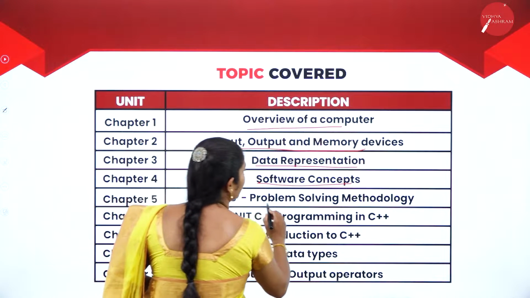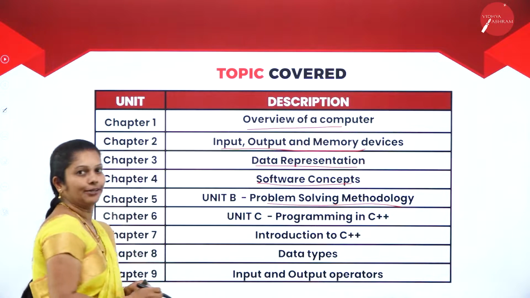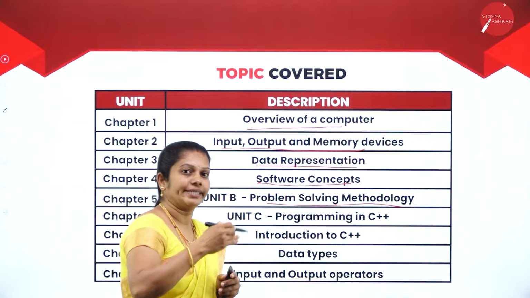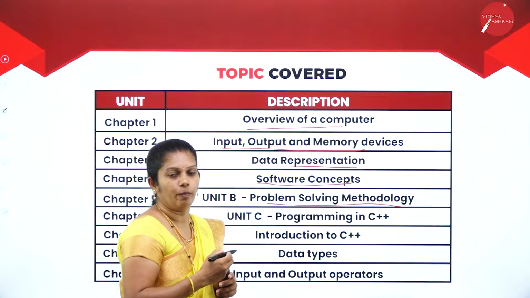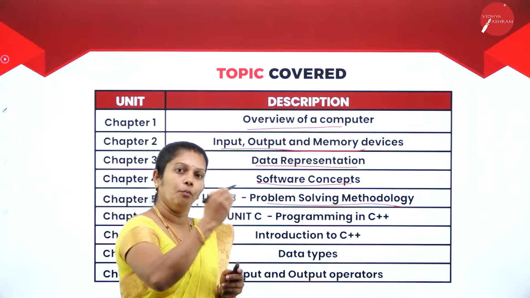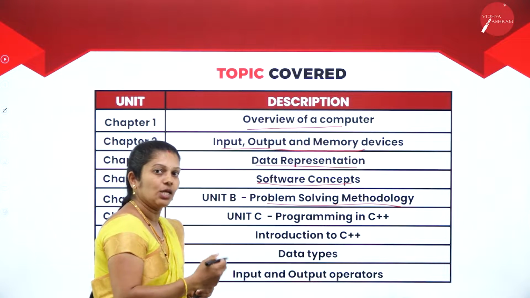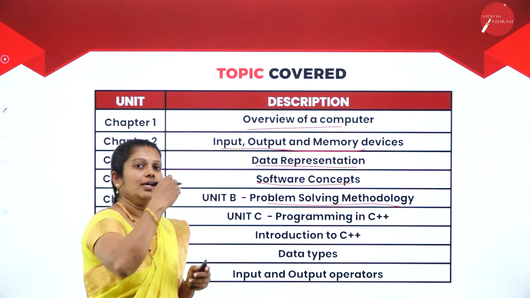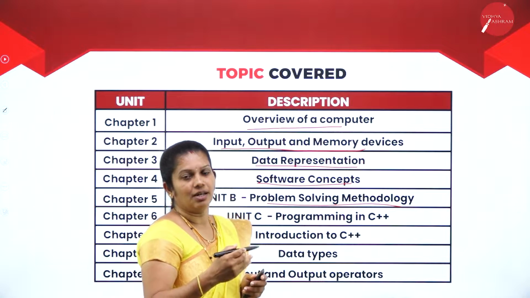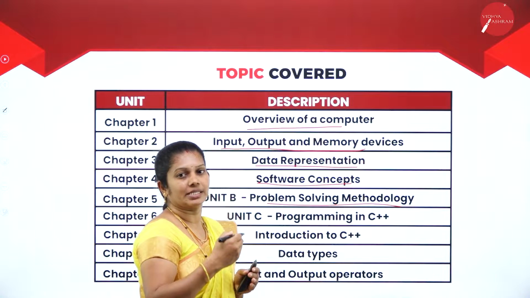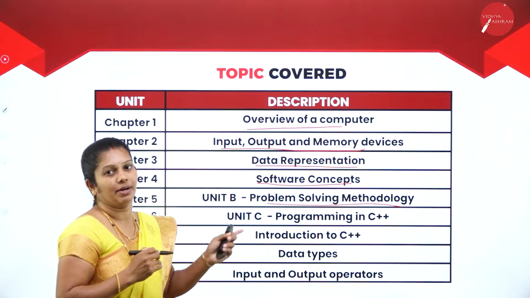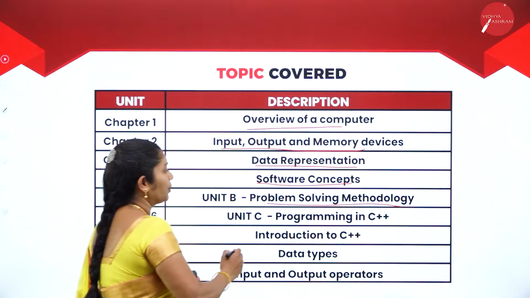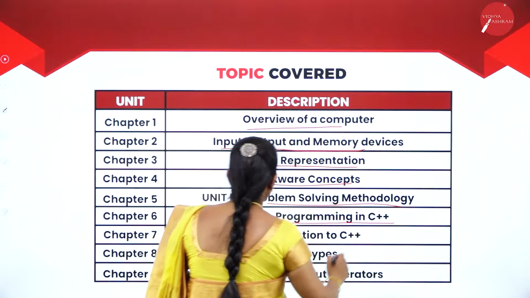The fifth chapter is problem solving methodology. In this chapter, you will study which are the types of methods to solve the problem. Top-down approach, bottom-up approach, all the things, which are the types of programming concept there. Serial, sequential, what do you mean by serial, sequential, selection, all the control statements you will come to know in this chapter. And the sixth chapter is programming in C++.